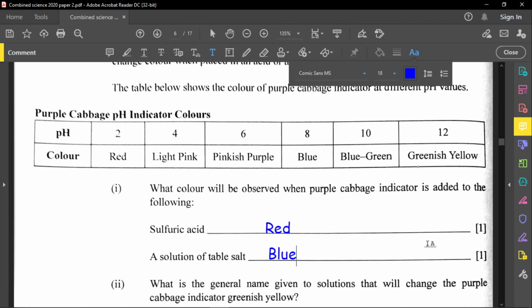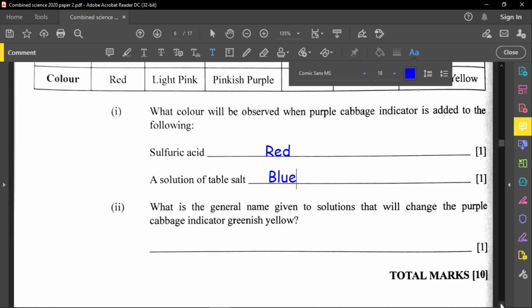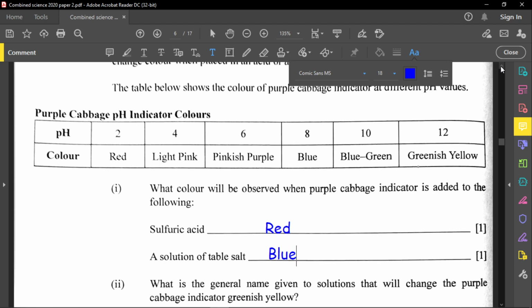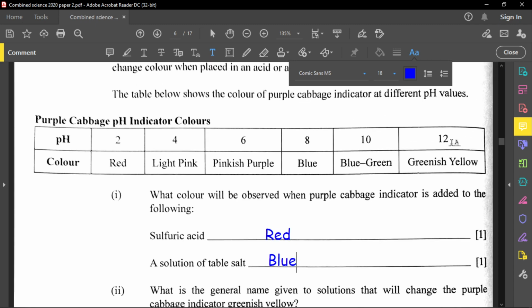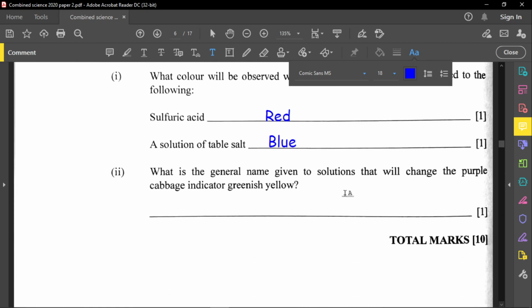So next question here now. It said, what is the general name given to solutions that will change the purple cabbage indicator greenish yellow? So let's look at what greenish yellow is in terms of pH number. Greenish yellow is 12, which means it is alkaline. As a matter of fact, they are strong alkaline, but let's say the general name is alkaline. So they are alkali substances or alkaline solutions. Now we can jump on to the next question.